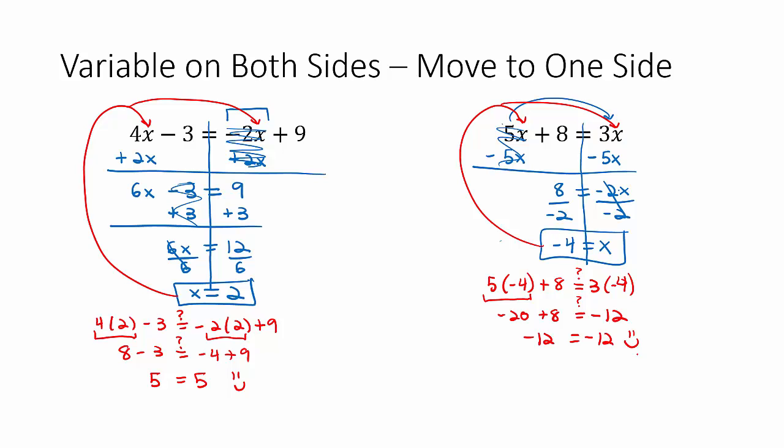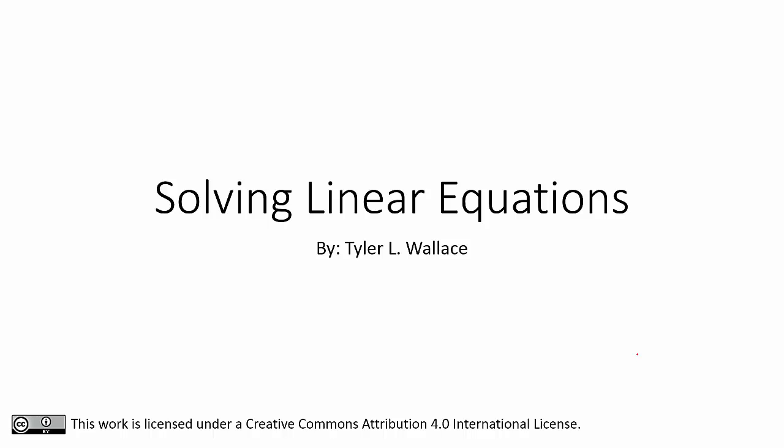So the way we solve our linear equations, we're going to do the same thing to both sides of the equation, doing opposite operations to clear away the unwanted numbers until we end up with our variable, the unknown value, by itself.